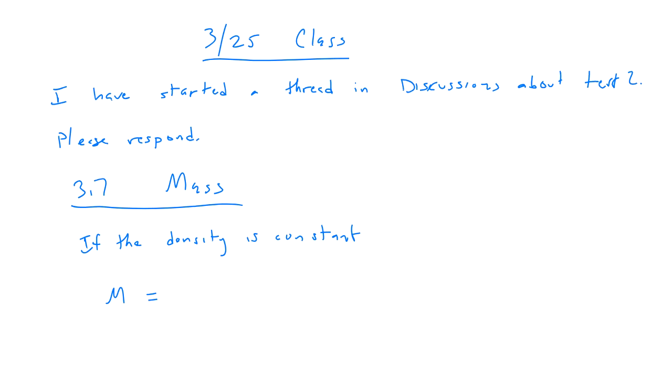All right, so if density is a constant, how do I get the mass of something? It's just density times volume. If density isn't a constant, then as you might expect, we're going to have to do an integral. And the problem is, you can kind of guess this.